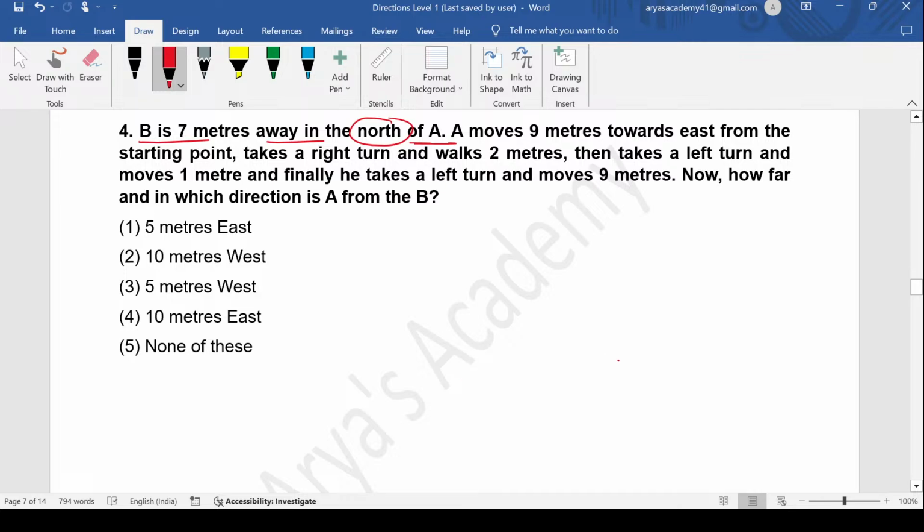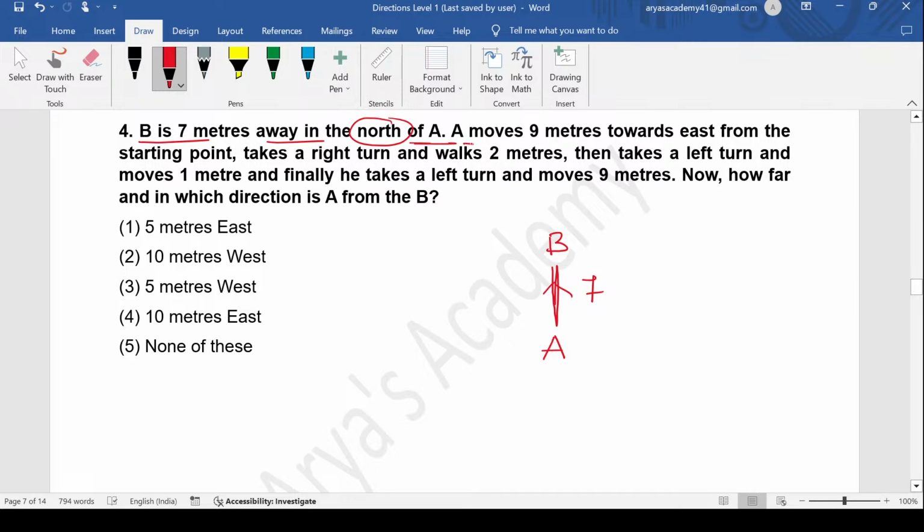So if I assume A to be here, if I consider north of A, I have to go this way, right? And what is the distance? 7 meters. And which point is present over there? B. So B is 7 meters north of A. That is the point. From A towards north direction at the distance of 7 meters, point B is located. Okay.